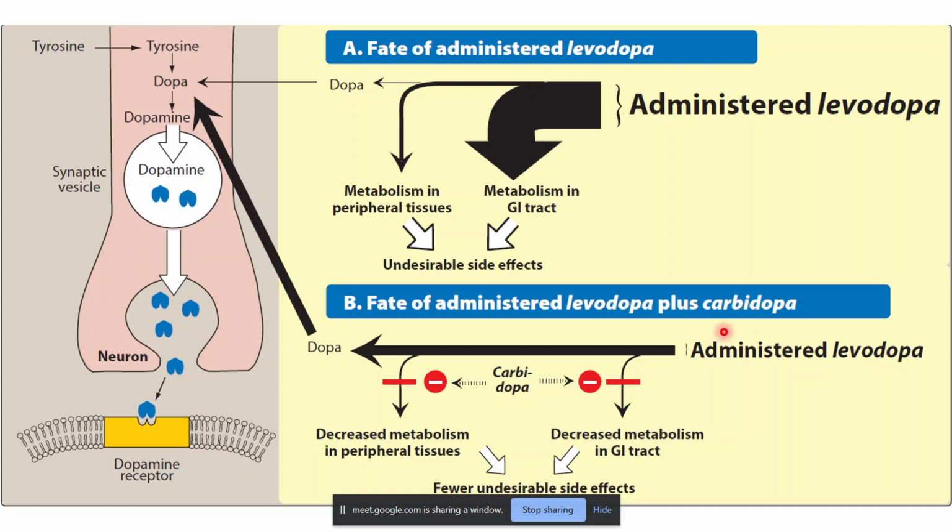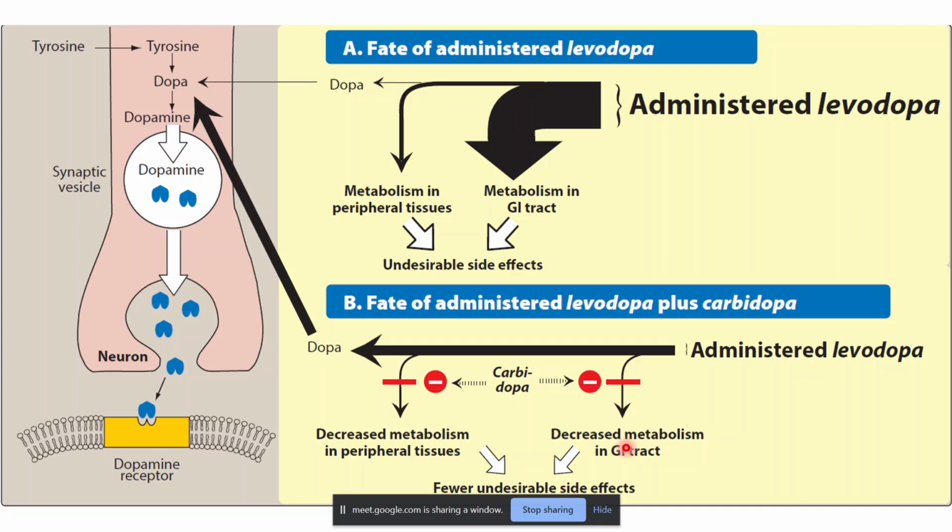So carbidopa is the inhibitor of decarboxylase that will decarboxylate the dopamine in the peripheral tissues and in the GI. The mechanism of action of levodopa is based on the conversion to dopamine, and levodopa will cross the blood-brain barrier and will produce the dopamine in the central nervous system.